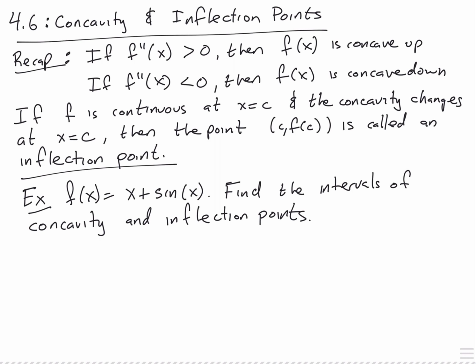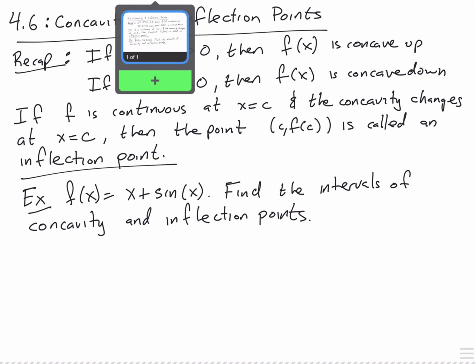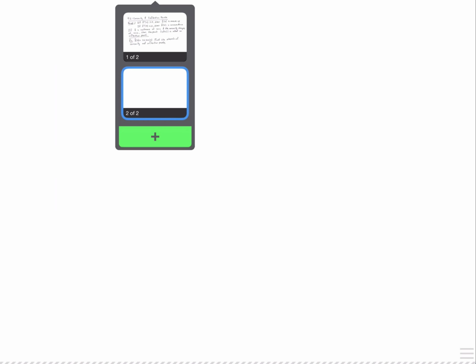Let me do this on a new page, to make sure we have enough room. So x plus sine of x. What are we going to do? Basically, roughly the same thing we did for the intervals of increase and decrease and local extrema, except that instead of using the first derivative, you're using the second derivative. That's the only difference.